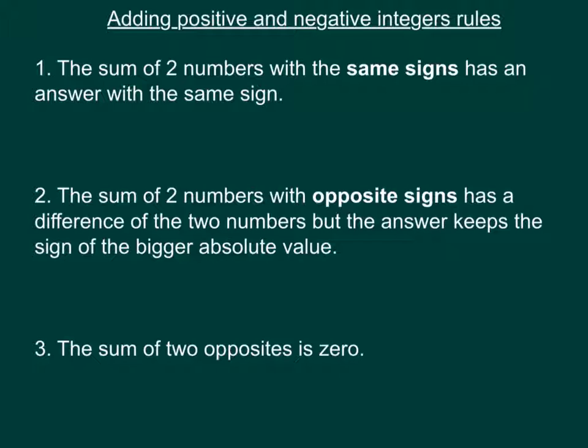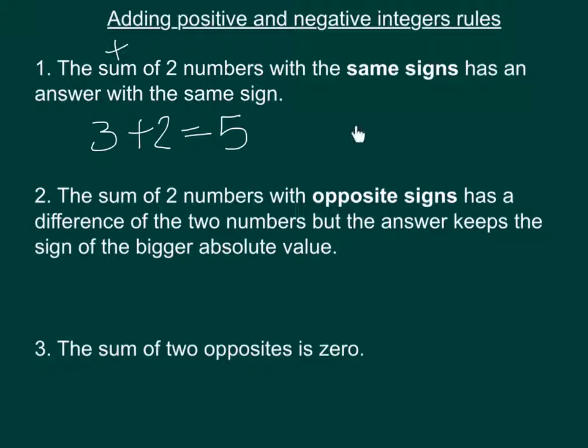The first rule is the sum. Remember, sum means addition. The sum of 2 numbers with the same signs has an answer with the same sign, just like the 2 examples from review. 3 plus 2 is equal to 5. Positive number, positive number, positive number.